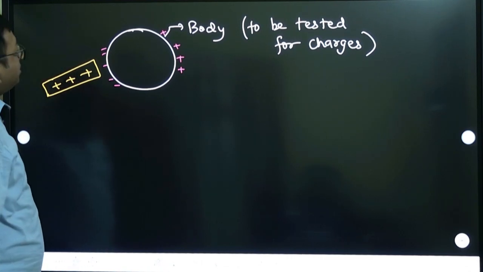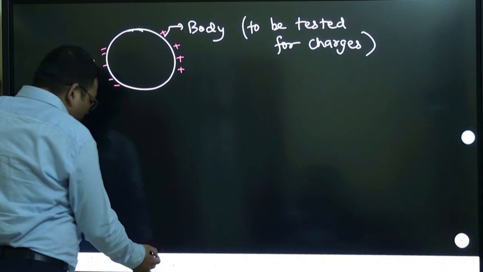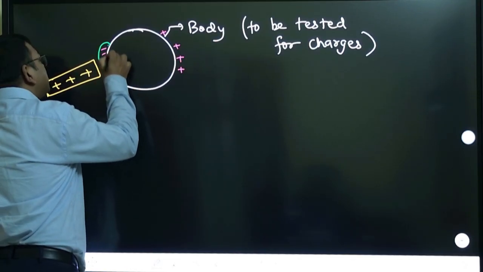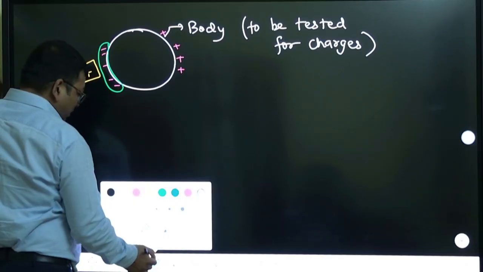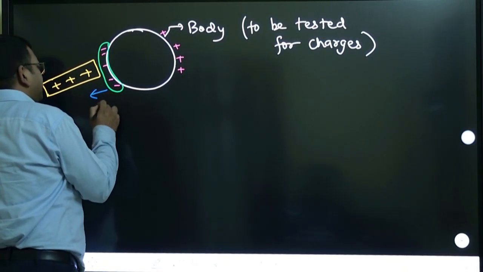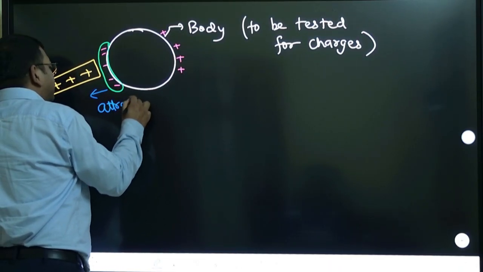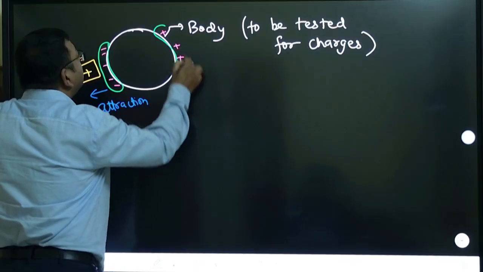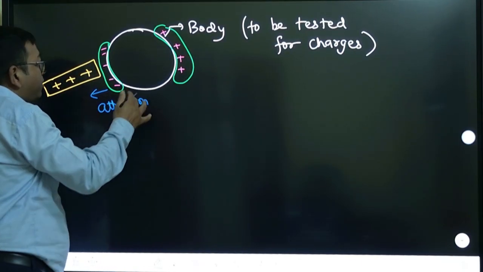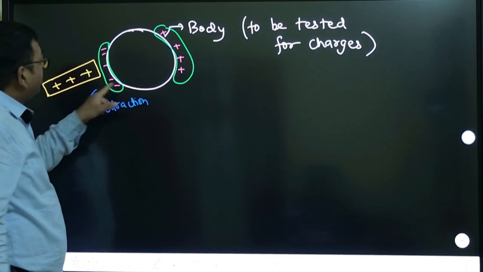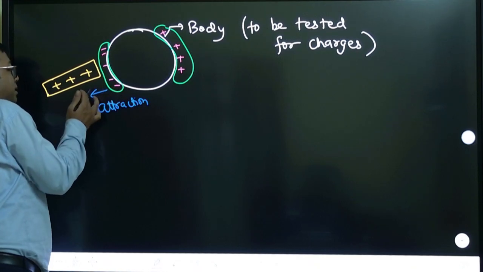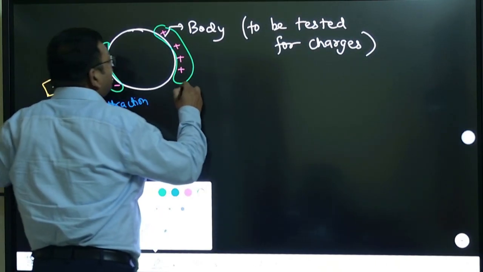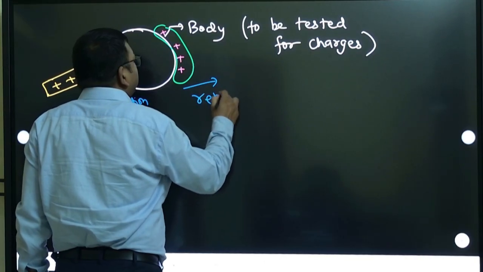Now due to this negative charge and the positive charge of the rod, there will be an attraction force. And due to the positive charges on this side and the positive charge of the rod, we are talking about charges on this body and this rod, so the rod will try to attract this surface, and the rod will try to repel that surface. Repulsion will happen.